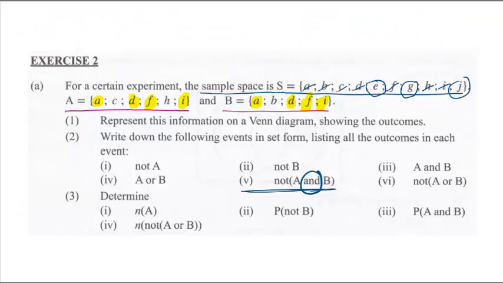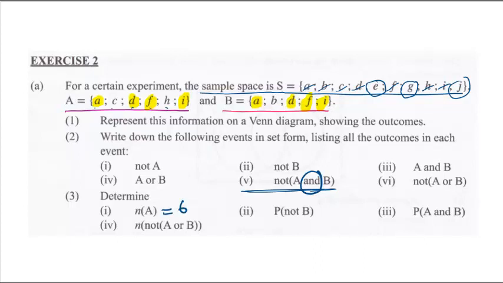Let's do question number 3. Question 3 is asking me, what are the number of items inside of A? So the number of items in A, 1, 2, 3, 4, 5, 6. This is equal to 6.